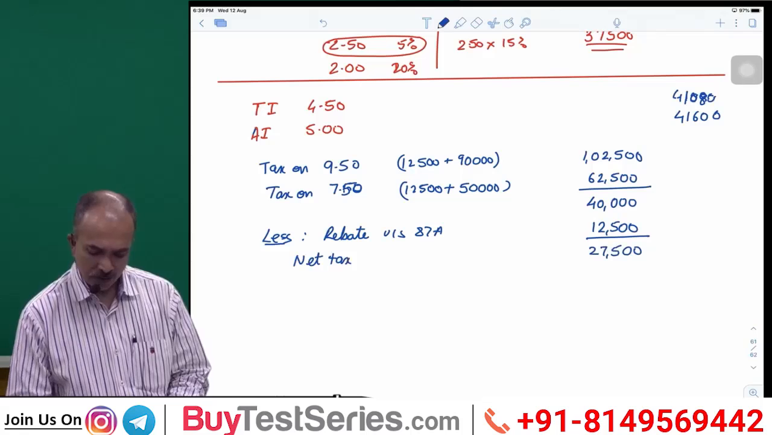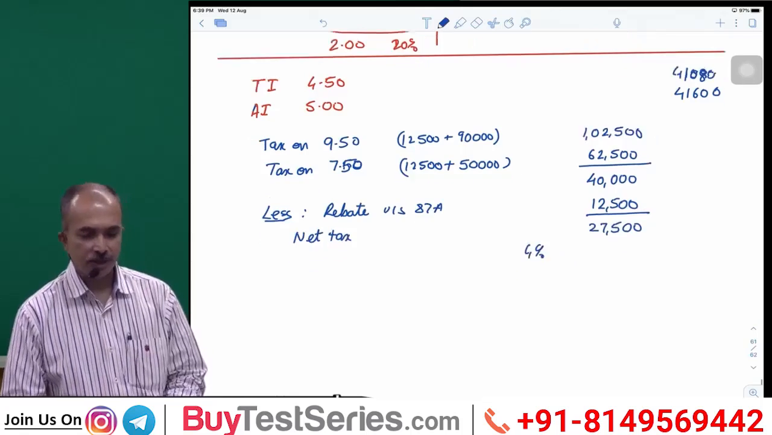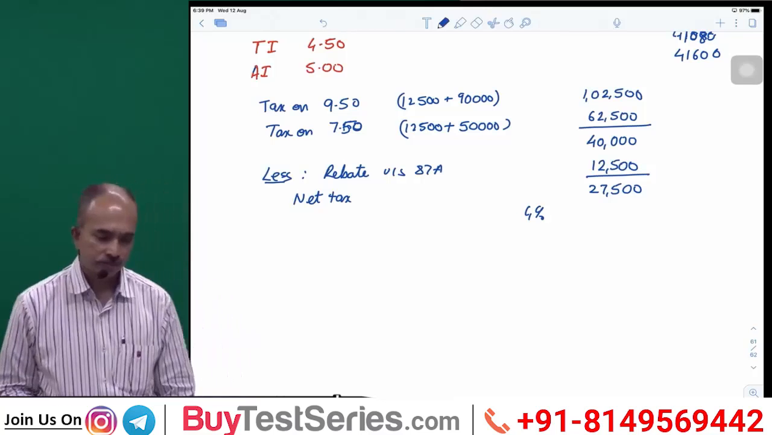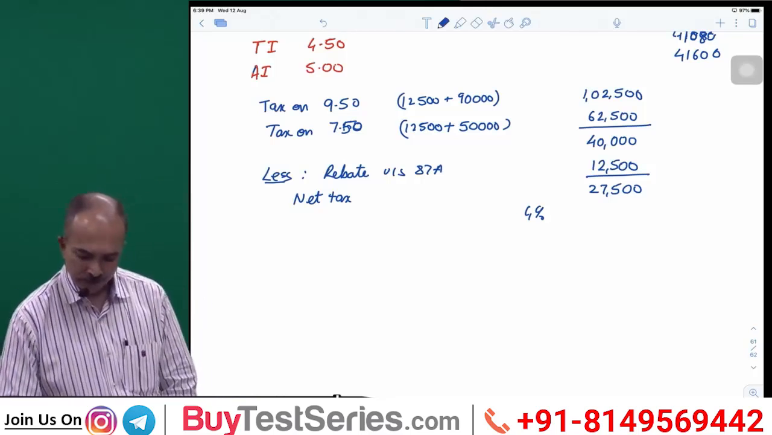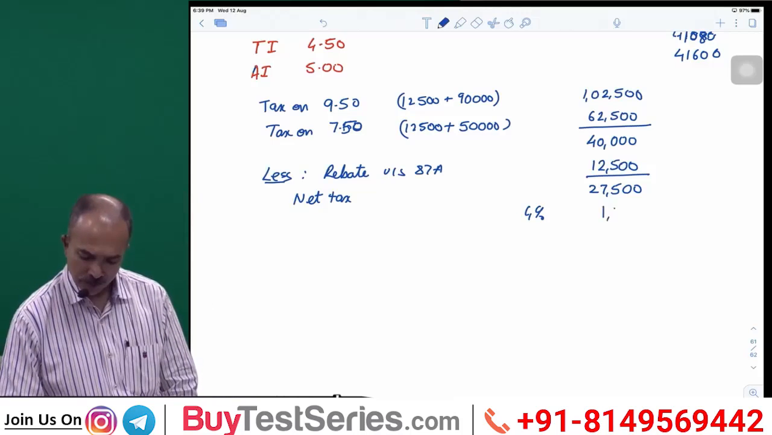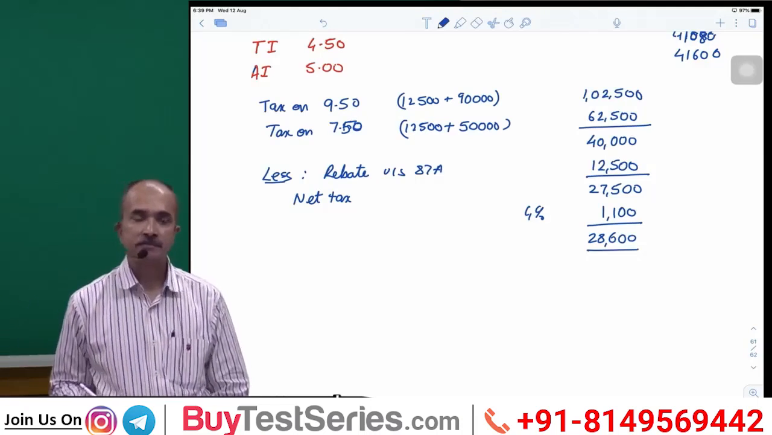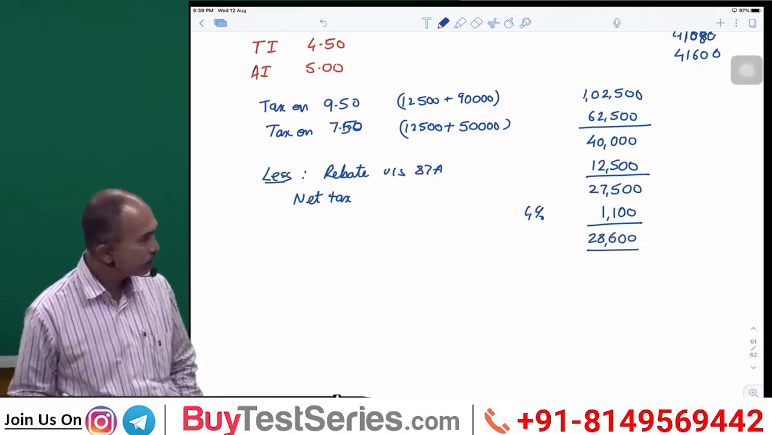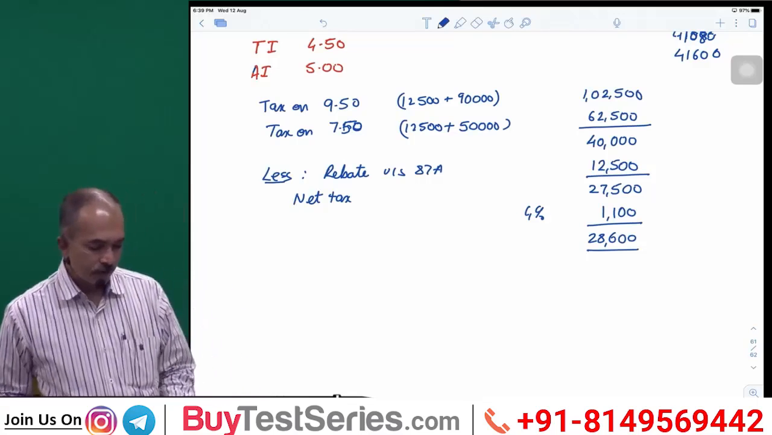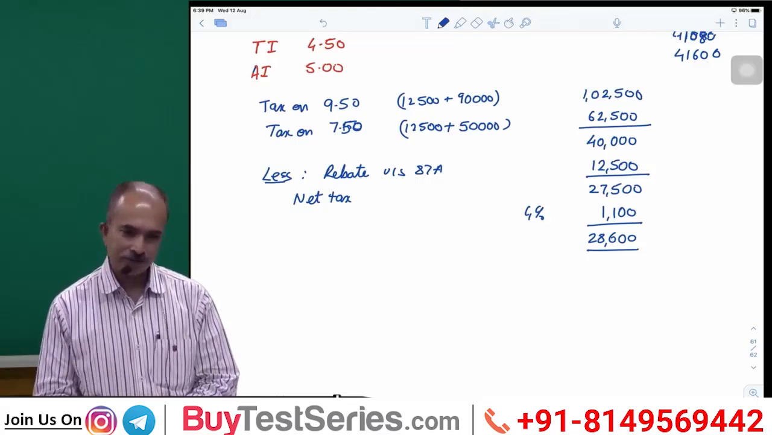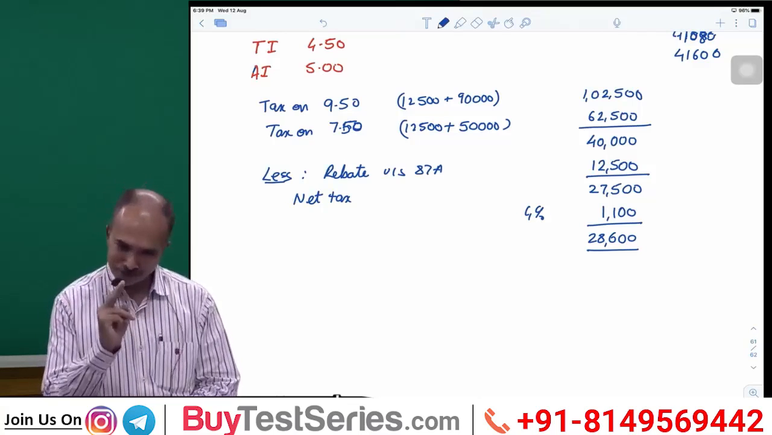And on this, you will add the 4% education and health cess. 4% works out to 1,100. Total 28,600 with cess. Right. I had asked this question not for agriculture. I had asked this for rebate.